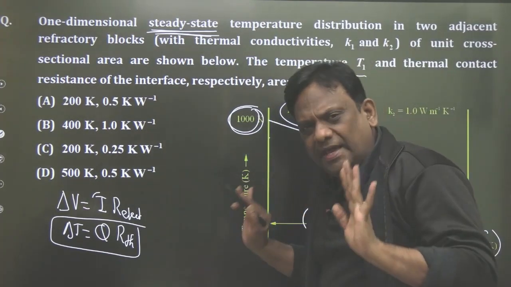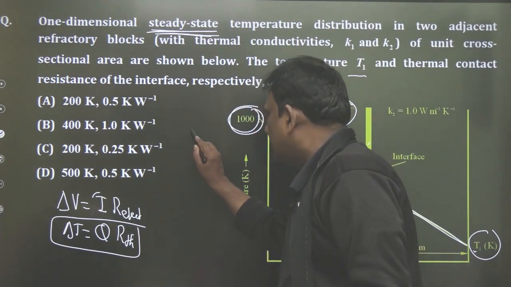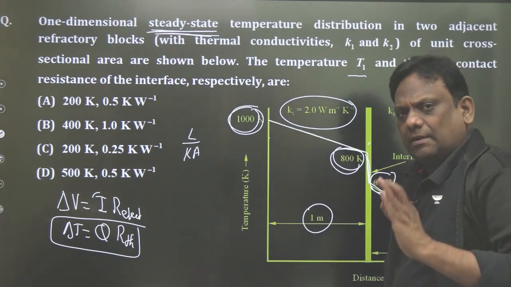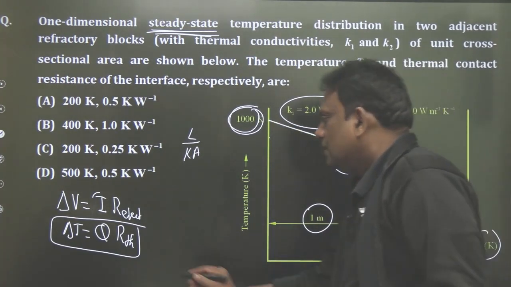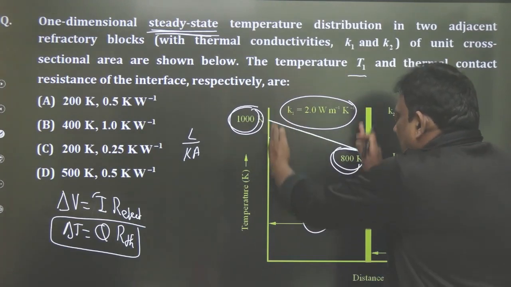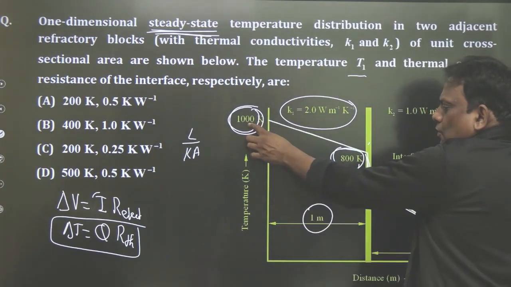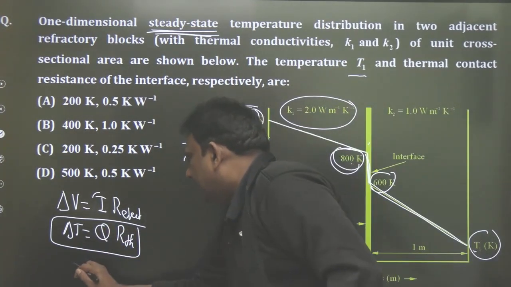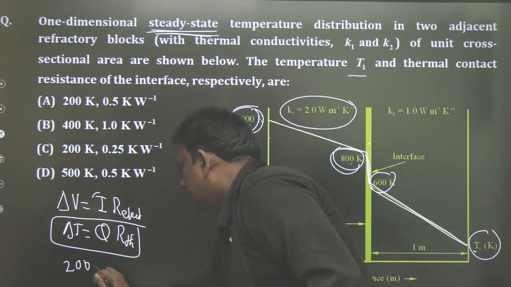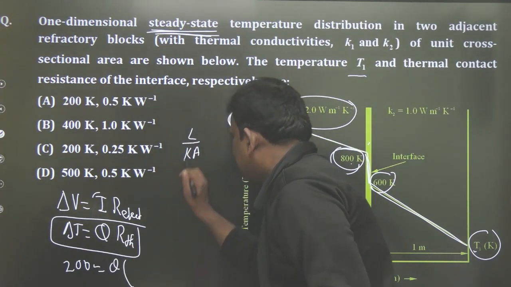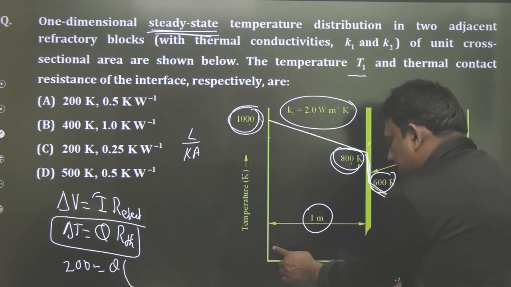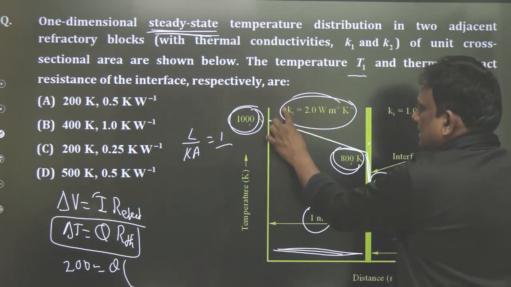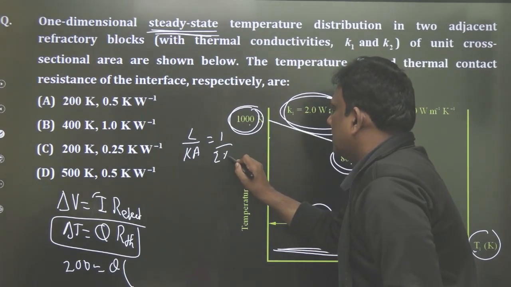And you know, for a plain slab, the thermal resistance is given by L by Ka. So delta T, please listen carefully. First, I'll apply between these two. This is 1000 and this is 800. 1000 minus 800, which is 200, is equal to Q into thermal resistance L by Ka. What is L? This is the thickness, L is 1. And what is the thermal conductivity? It is 2. And if area is not given, I'll take it as 1.